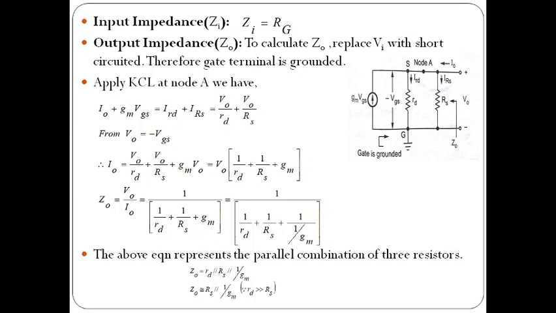In this equation we can observe these three resistors, RD, RS and 1 by gm. These three resistors are parallel to each other, so this equation represents the parallel combination of the three resistors. From that we can write Z0 equals RD parallel to RS parallel to 1 by gm. If the drain dynamic resistance is greater than the RS value, then the equivalent value is RS. So we can write Z0 equals RS parallel to 1 by gm.